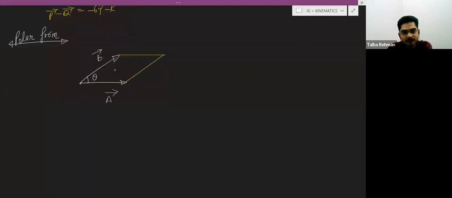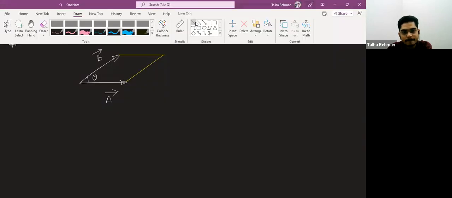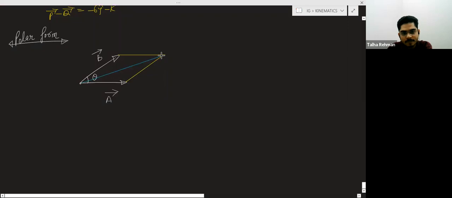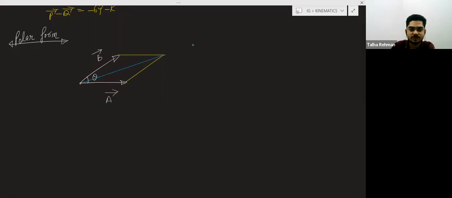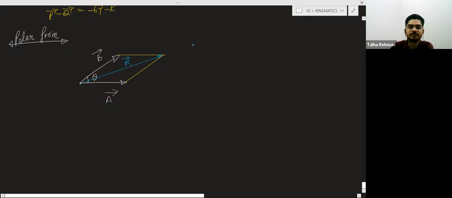this line which is passing from the starting point of the two vectors. This will be the resultant vector.